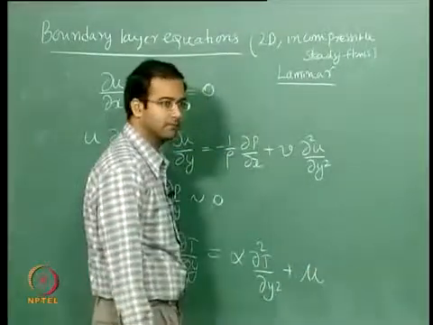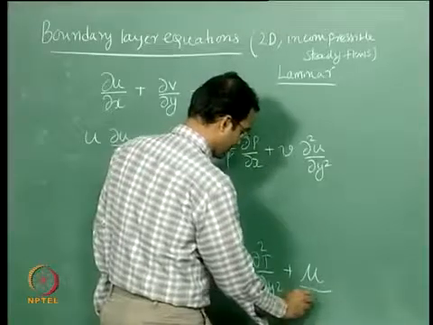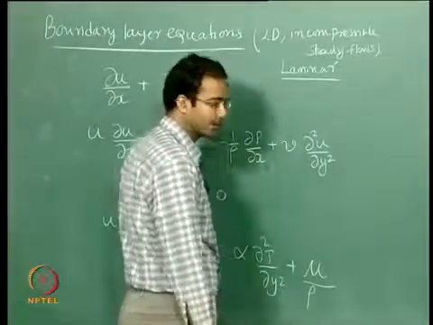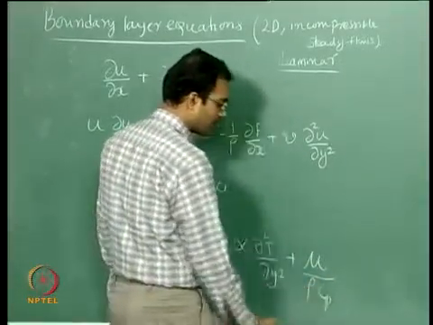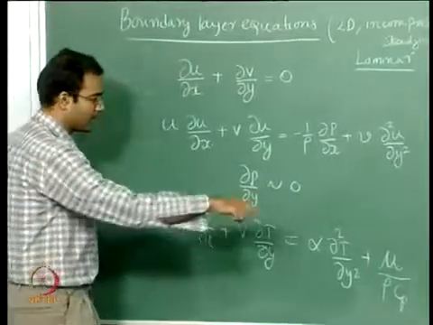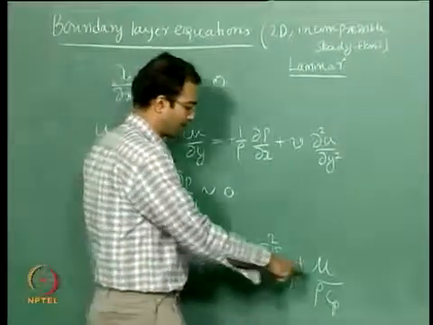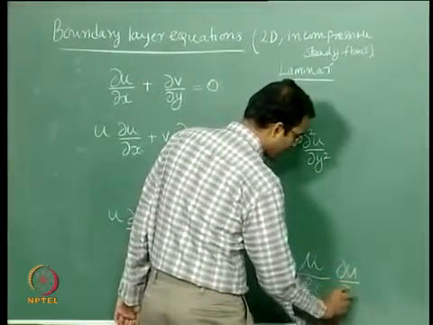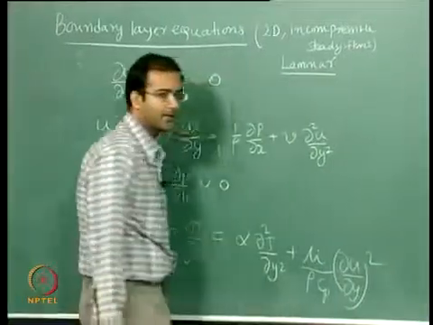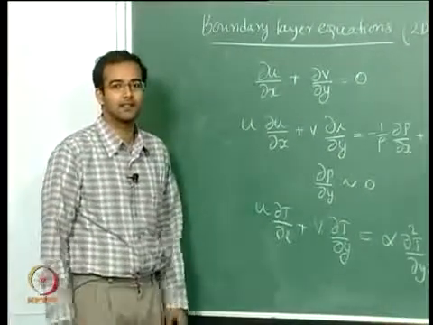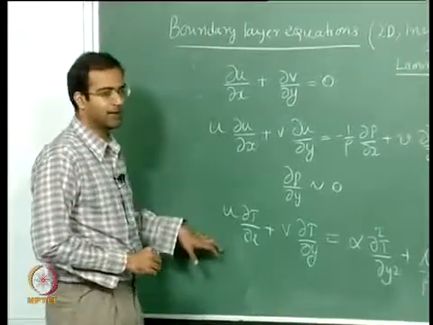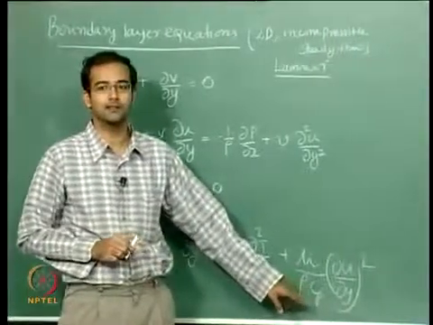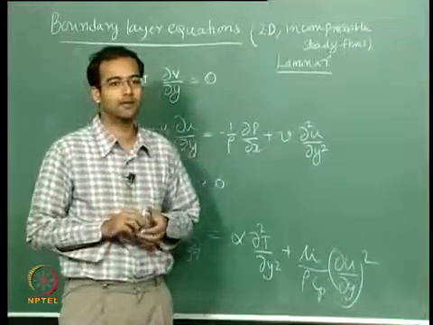But what is the rho Cp? I am dividing by rho Cp everywhere, so this is k by rho Cp which is alpha, and mu by rho Cp times du dy the whole square. This is the only term which is staying there. So these are the boundary layer equations finally. All of you agree, and you know why only this term stays, right? If not, please go back and revise.